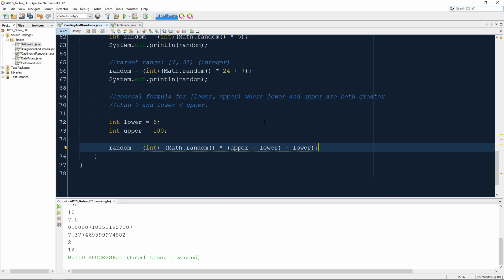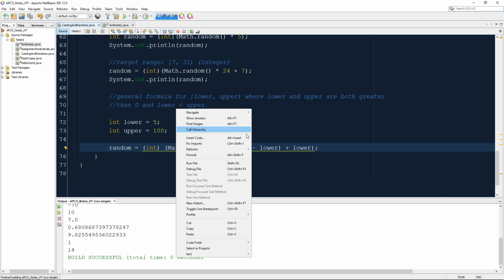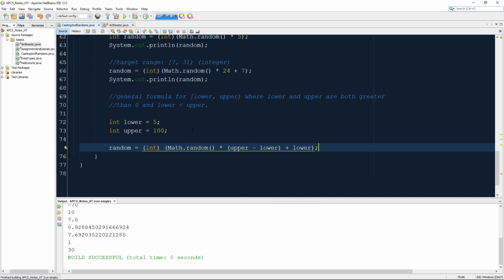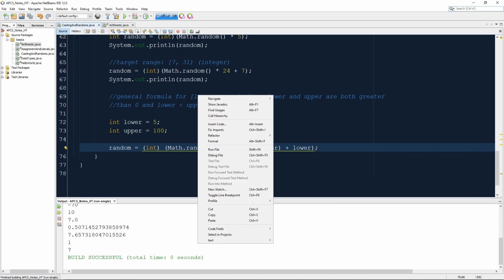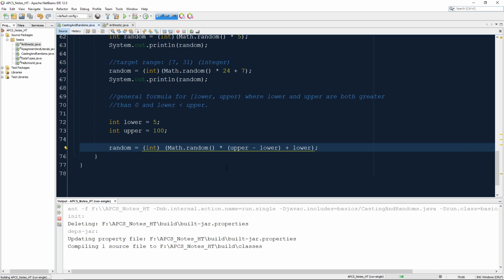And the idea is that as long as upper and lower follow those two rules, both positive, and lower being smaller than upper, then this works for any random range. I can put 0 to 1,000,000. As long as they're integers, it will work. So 14, we get 30, 7, 20. Let's see if we can get a bigger number, hopefully. 13, that's still kind of low.